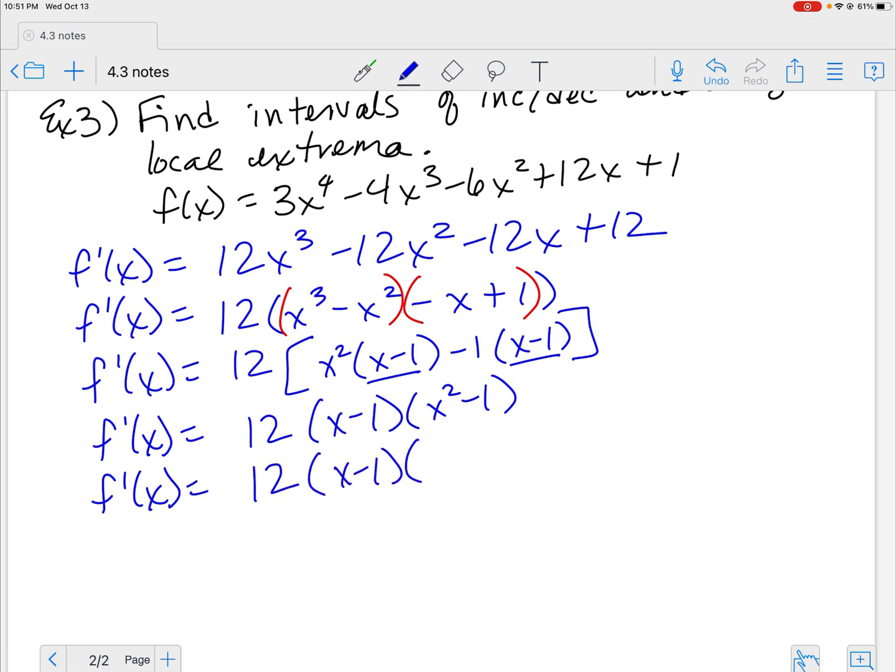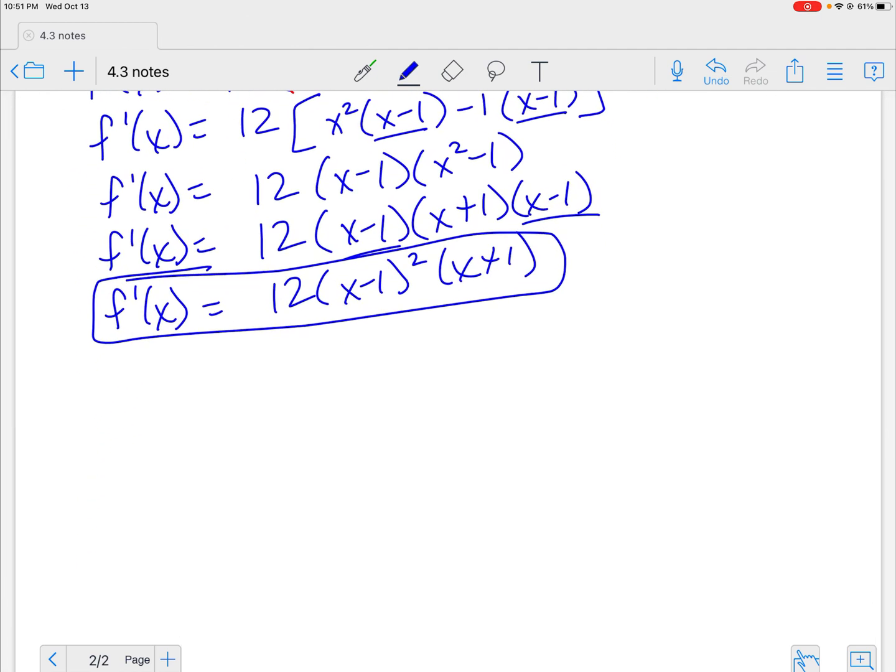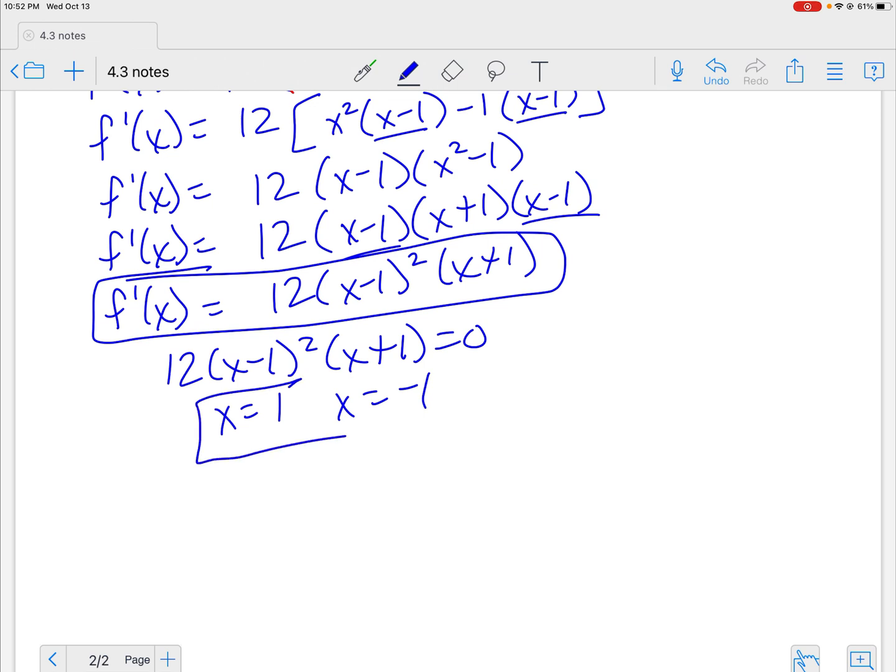But I've got the difference of squares, so I can factor that again. So I've got x minus 1, and I've got x plus 1, x minus 1. Now, anytime you have the exact same thing here, put it together. So my derivative is 12 times x minus 1 squared and x plus 1. That is my derivative, and that is what we're going to set equal to 0. All right, that's how we get our critical values. So 12 times x minus 1 squared times x plus 1 equals 0. So x is 1 and x is negative 1, right? Those are my critical values.